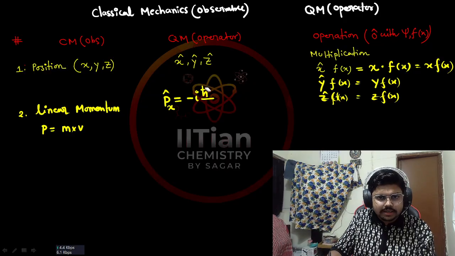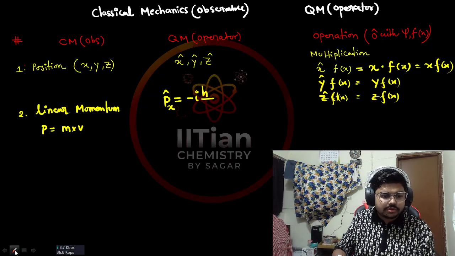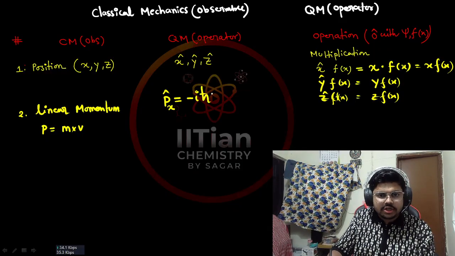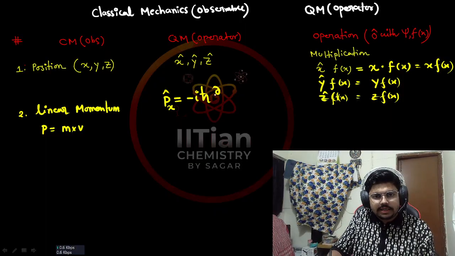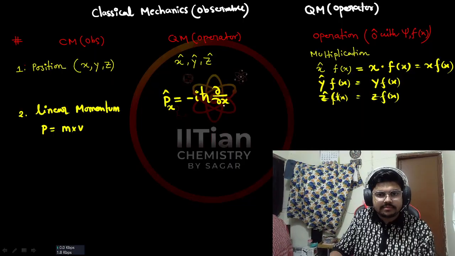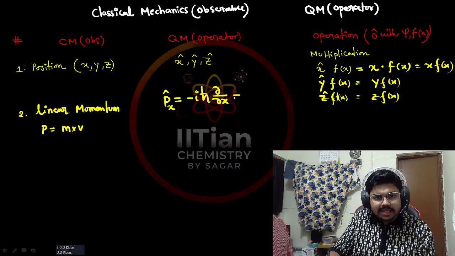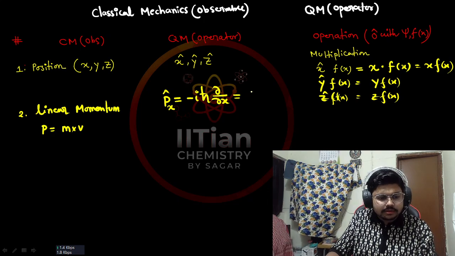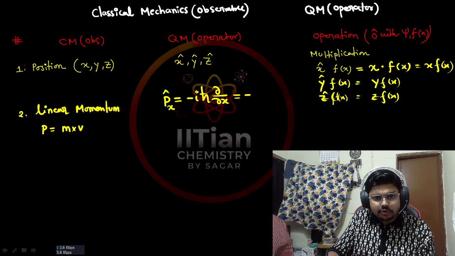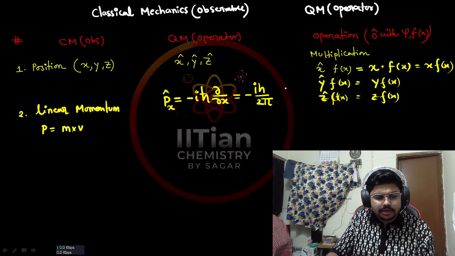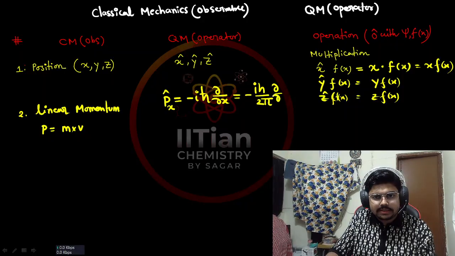Minus i h cross del by del x, or d by dx. Or, h cross means h by 2 pi, that means minus i h by 2 pi into del by del x. This is the same thing.